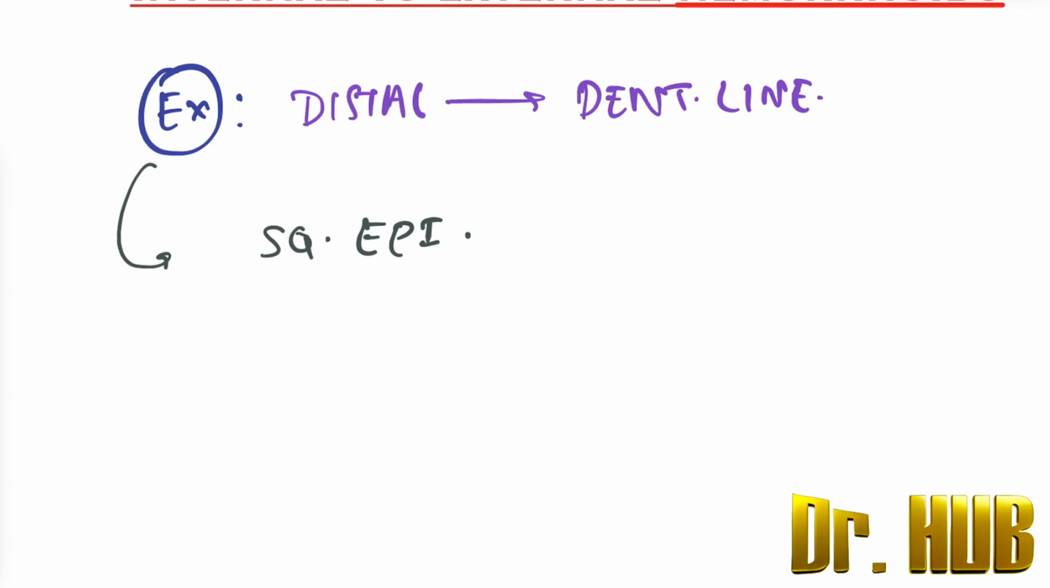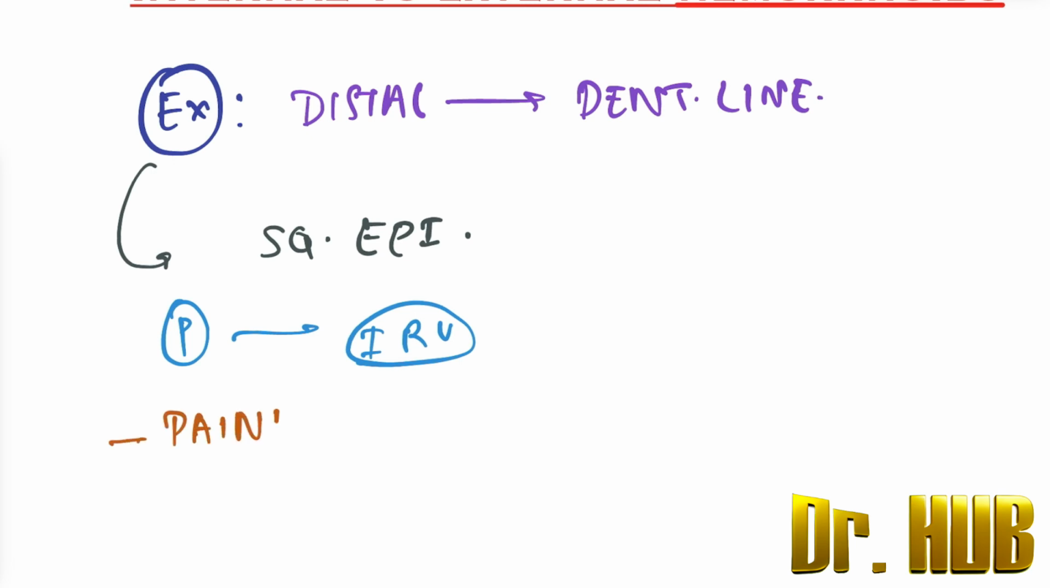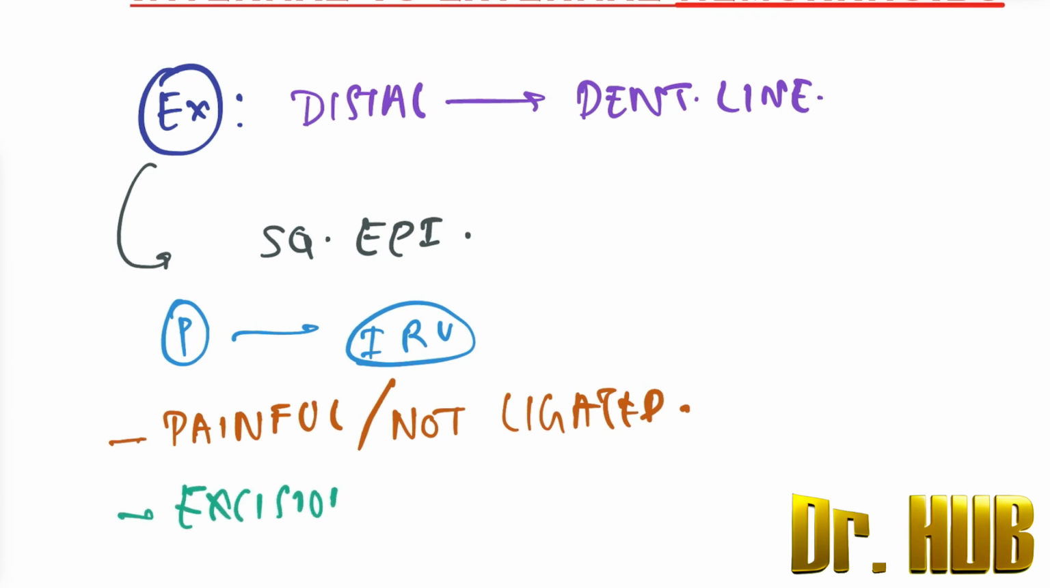And it is caused by pressure on the inferior rectal veins, IRVs, and the external is going to be very painful. So it is painful and it is not ligated. And what about excision? Here the excision is done.